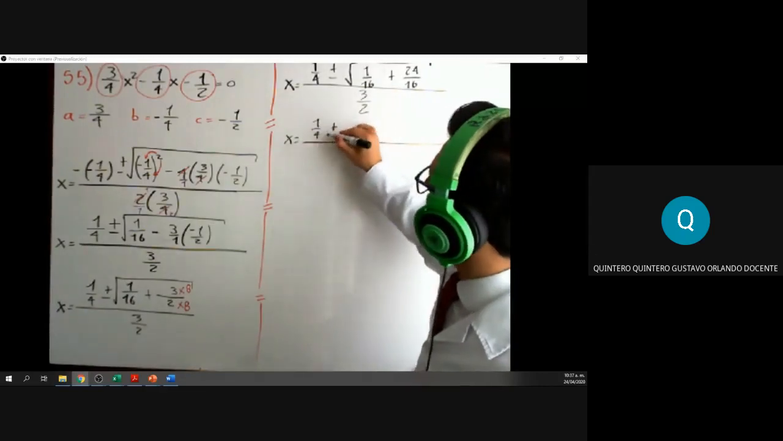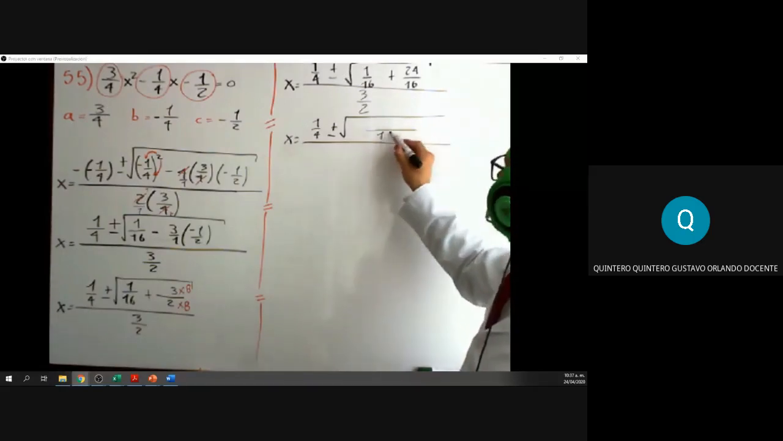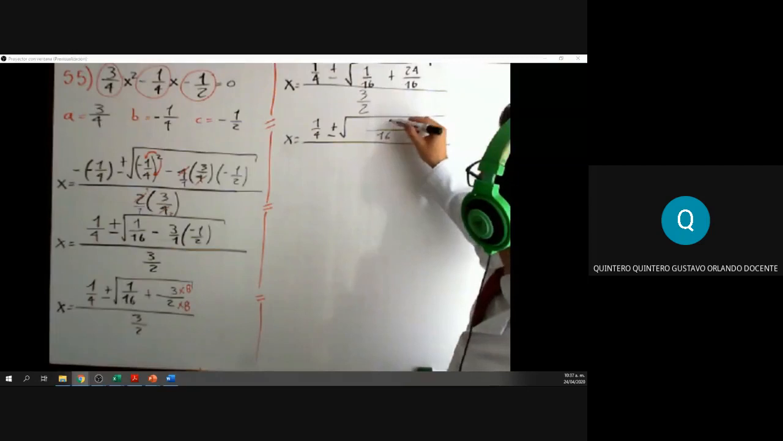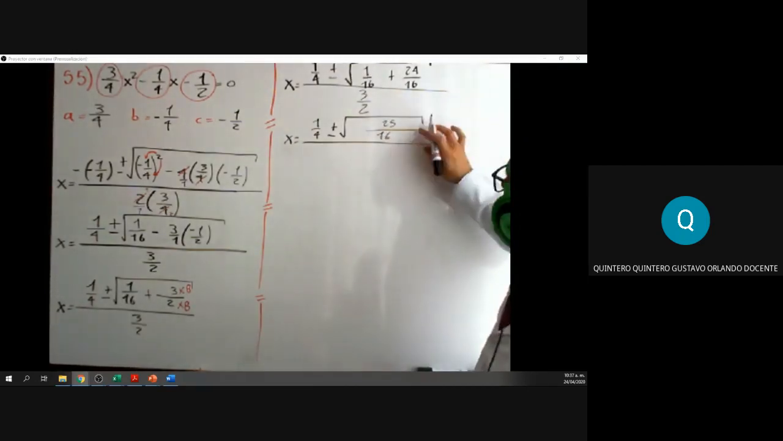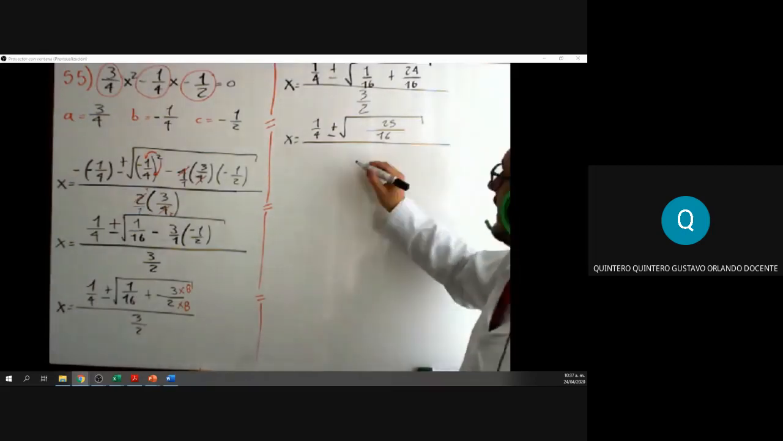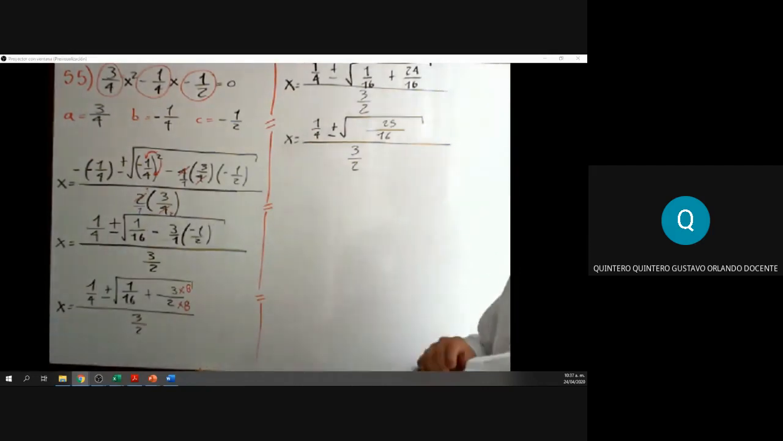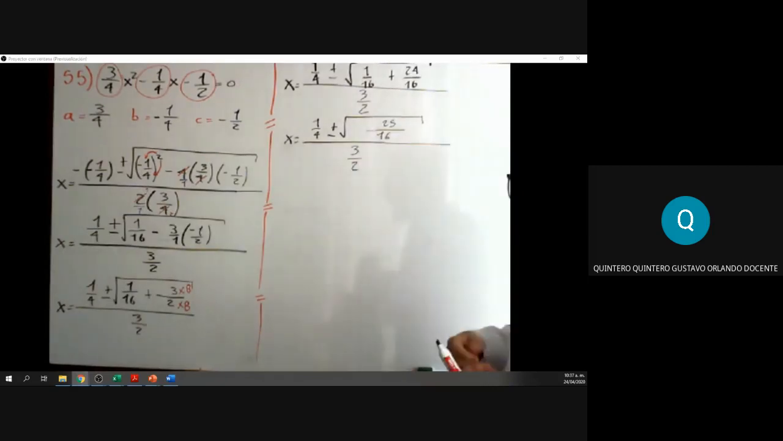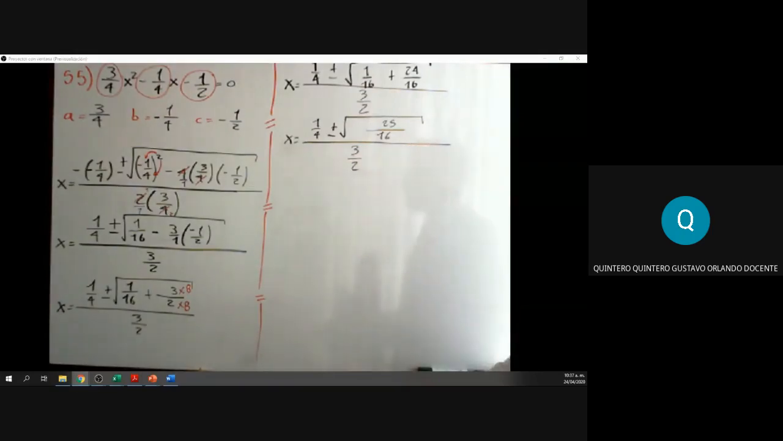So 1 over 4 plus or minus the square root of. We're going to leave the denominator, 16, and add the numerators. So 1 and 24 is 25. There we go. The square root is going to end there. And in the denominator, we have 3 over 2. And now comes the hard part. Man, what do we do now? We have a fraction inside the root. How do we find the root of a fraction? What do we do with this?